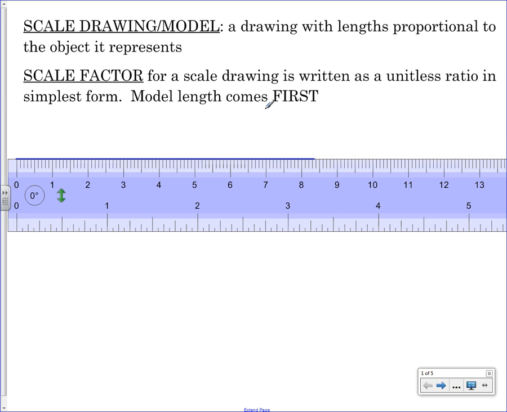Model length comes first. I would underline or highlight that part. I feel like people might forget that. So the model length comes first is pretty important.